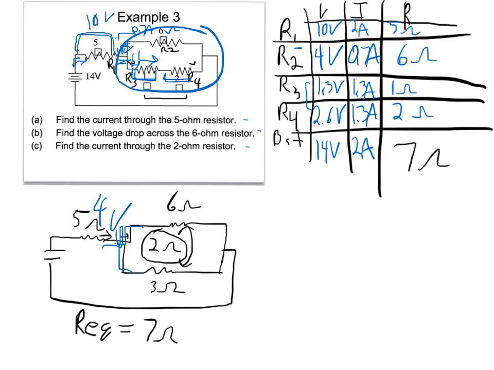This one, very complicated. We're about 6 minutes into this, so you may want to rewind the video 6 minutes and watch that again. But now, I can find any of these things. A, find the current through the 5 ohm resistor. Okay, well here's my 5 ohm resistor, current is 2 amps, 2 amps. Find the voltage drop across the 6 ohm resistor. Here's my 6 ohms, 4 volts, 4 volts. Find the current through the 2 ohm resistor. Here's my 2 ohms, current 1.3 amps. We're done.